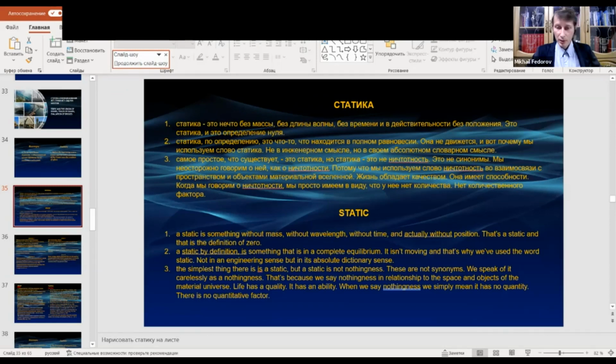That's because we say nothingness in relationship to the space and objects of the material universe. Life has a quality. It has an ability. When we say nothingness, we simply mean it has no quantity. There is no quantity factor.